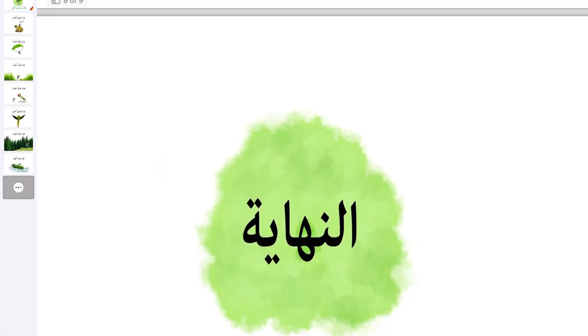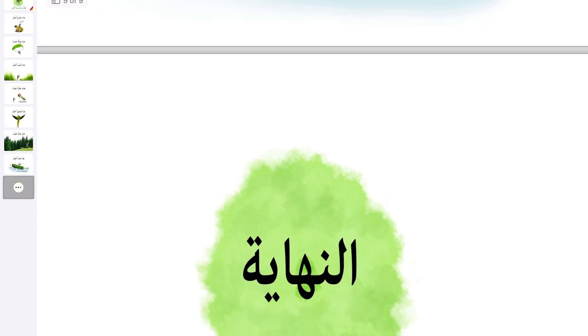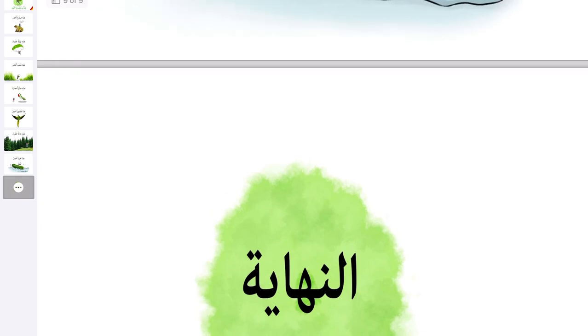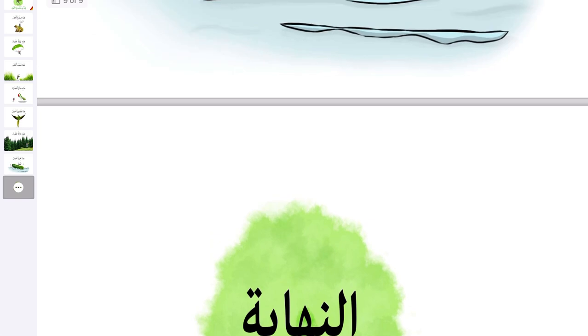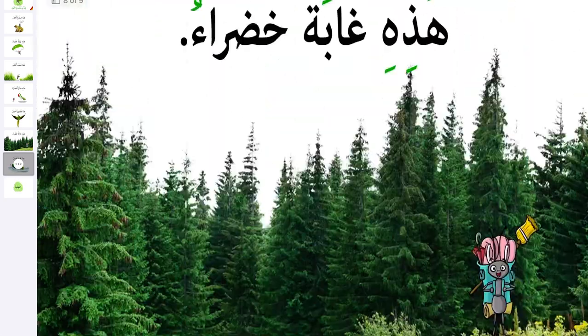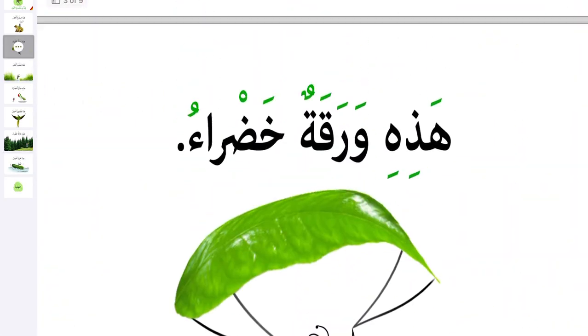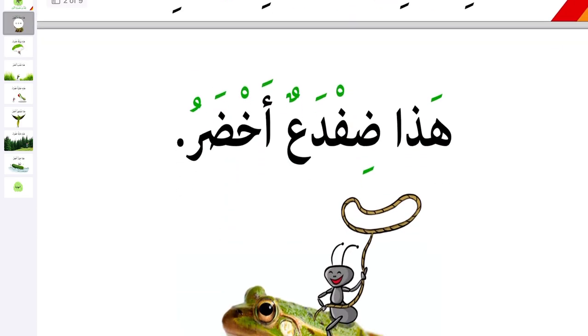The end. So let's just revise. How do we say in Arabic? ये एक सब्ज मेंढक है. This is a green frog. هذا ضفدع أخضر. Next. Can you guess the next sentence?